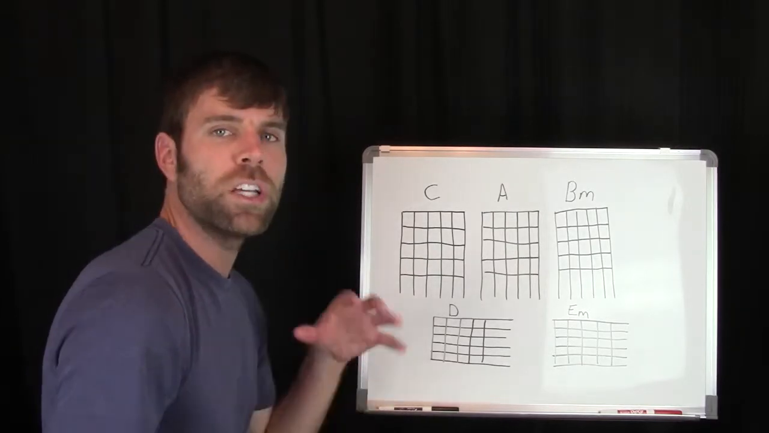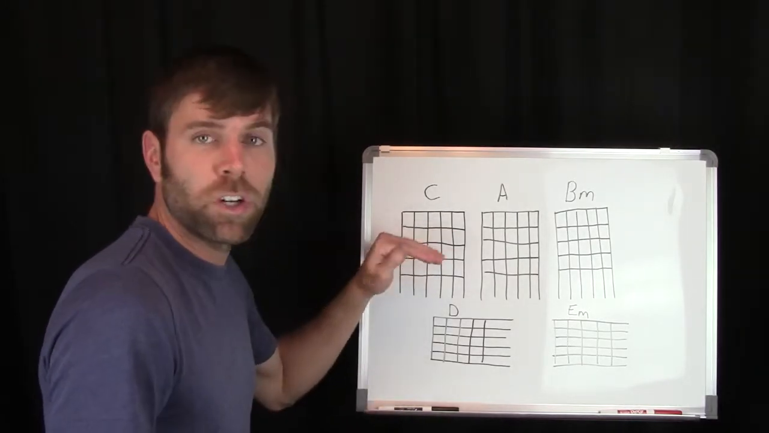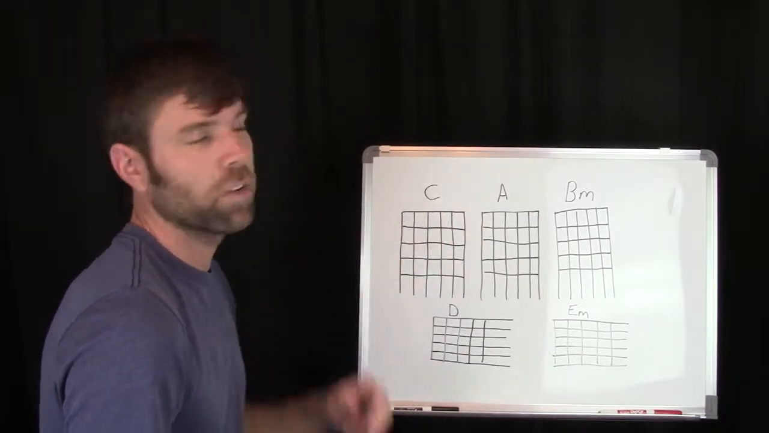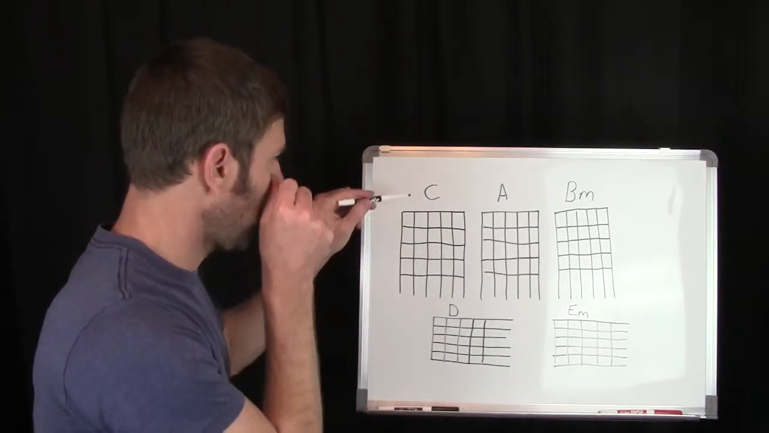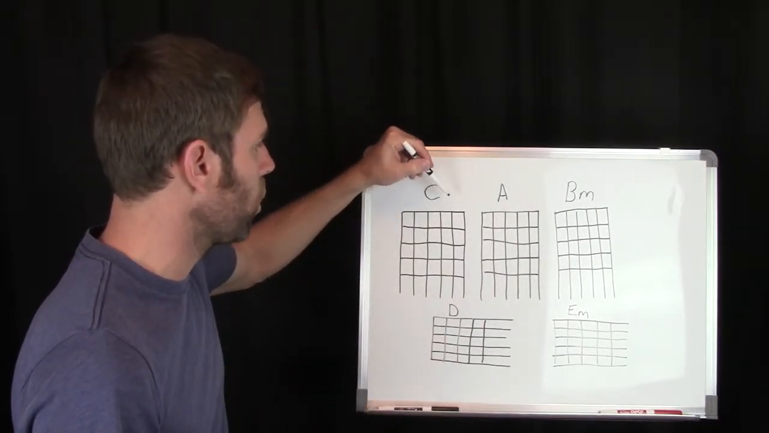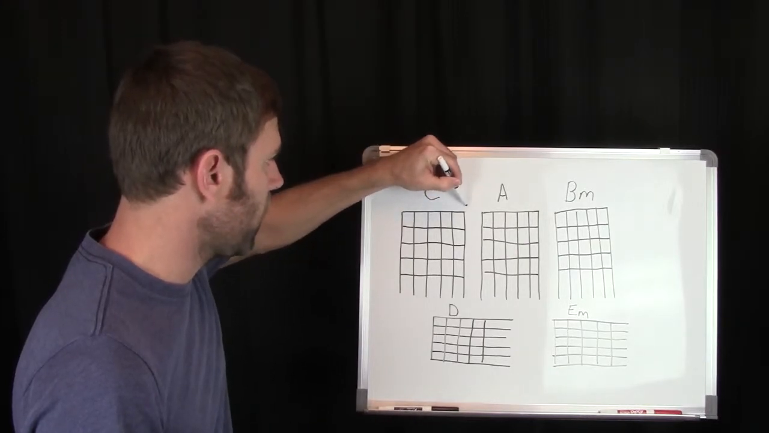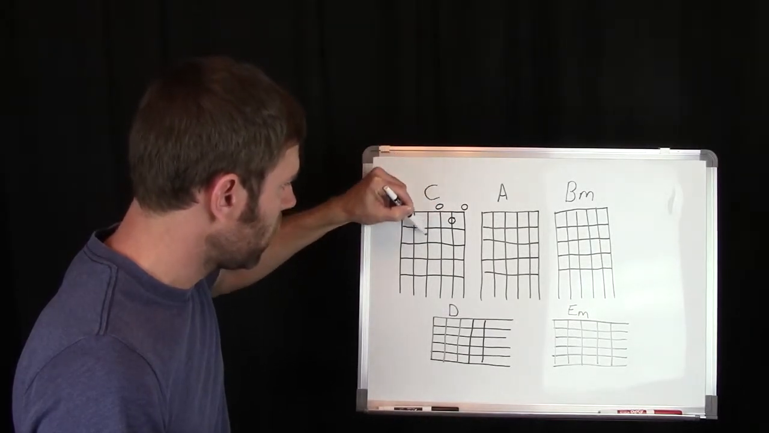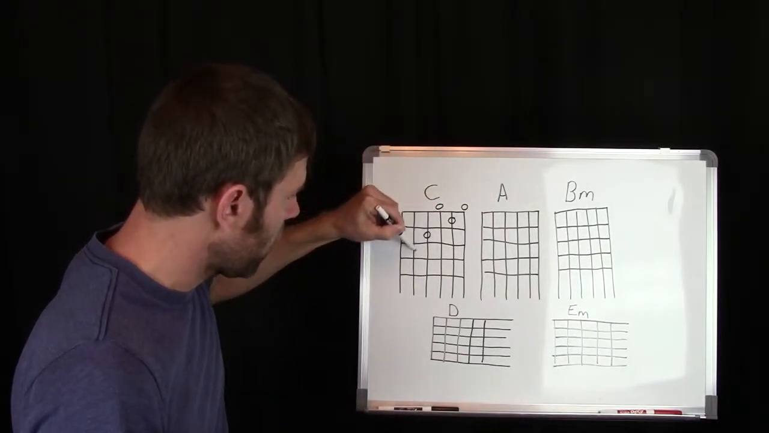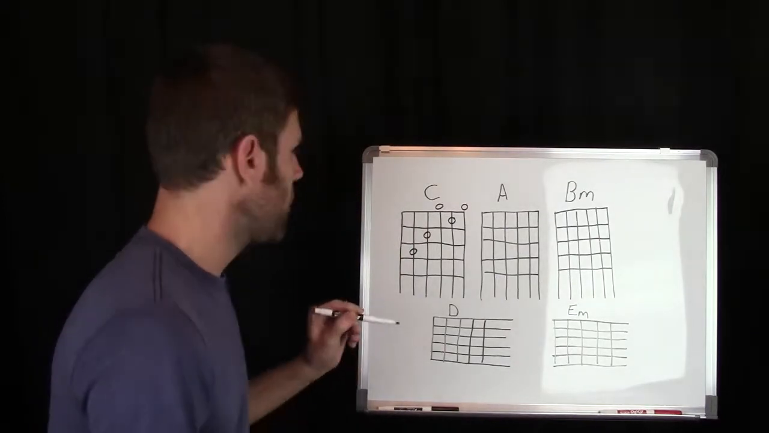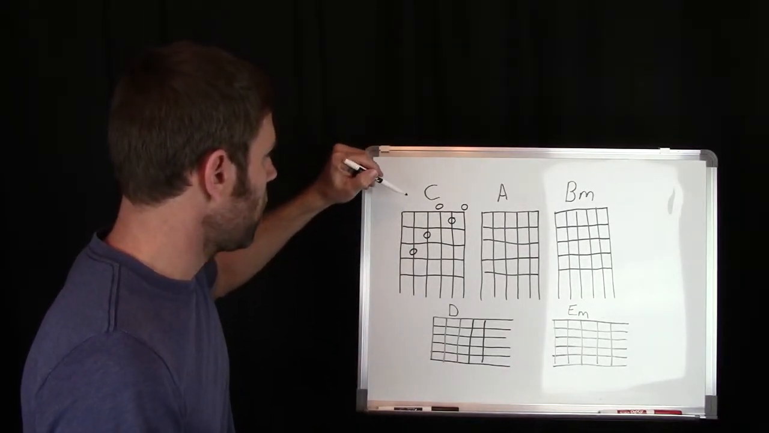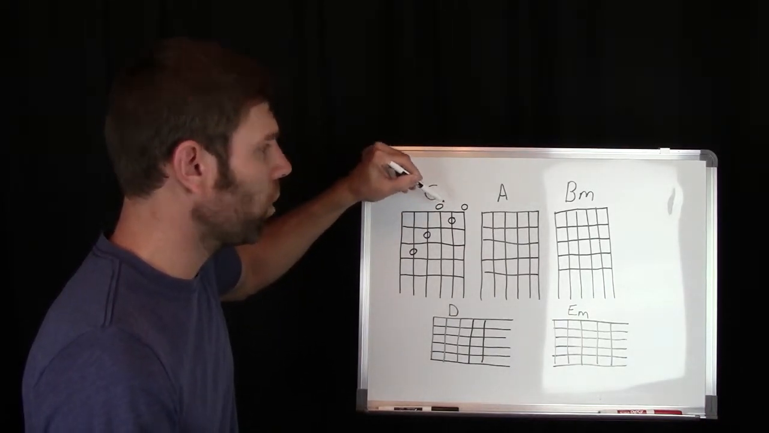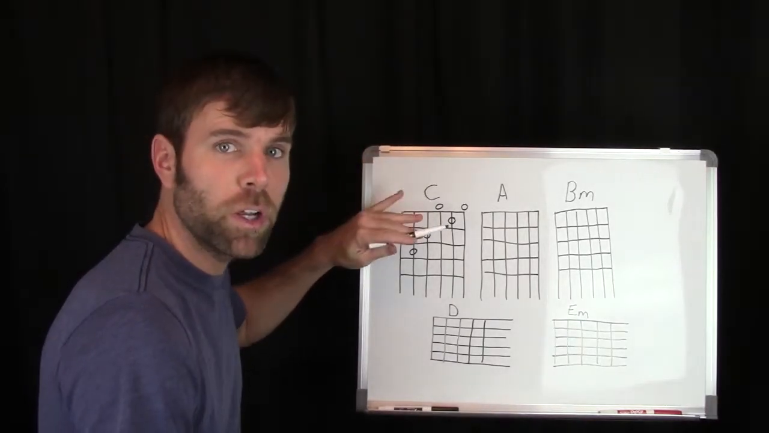Now what you're going to do is you're going to see little dots. The dots are going to either be placed on the string or above a string. So if, for example, we make a C chord, you're going to see a dot here, a dot here, a dot here, a dot here, and here. So what this means is you're going to put a finger, or you're going to play the string wherever that dot is.